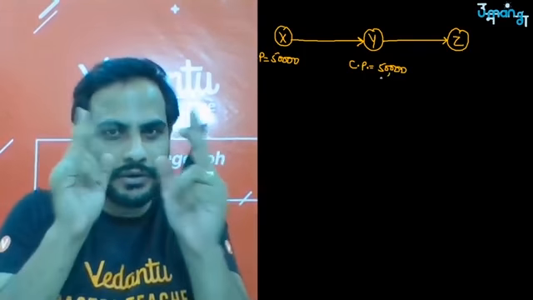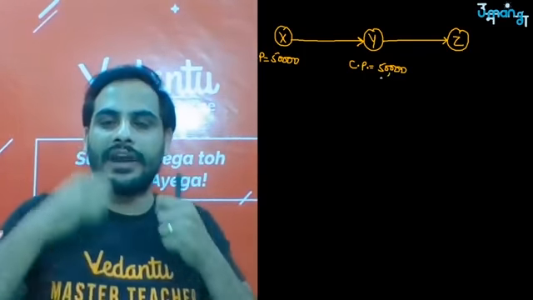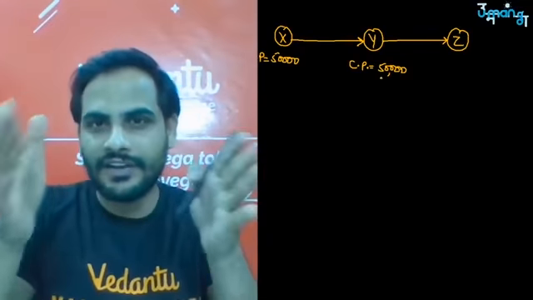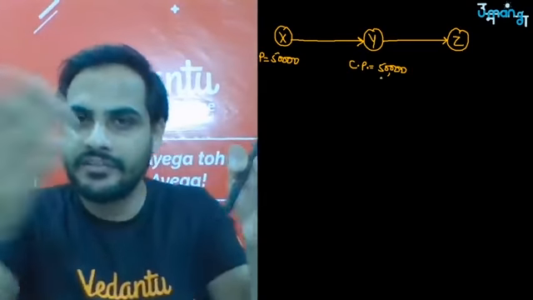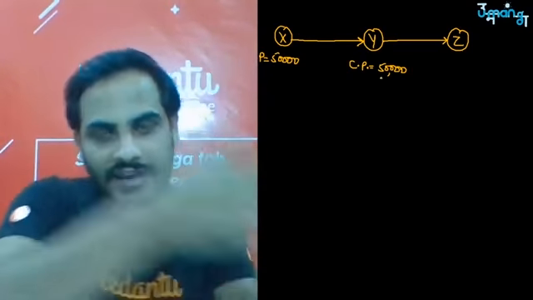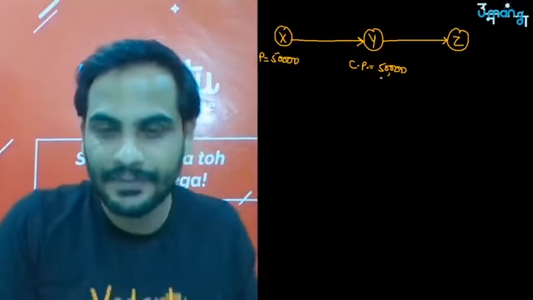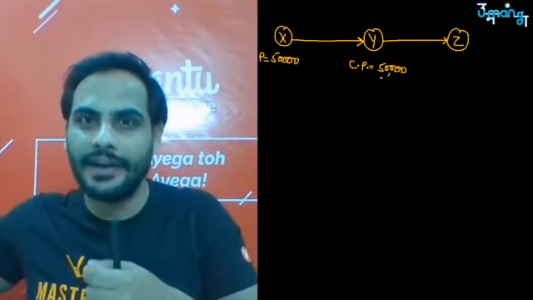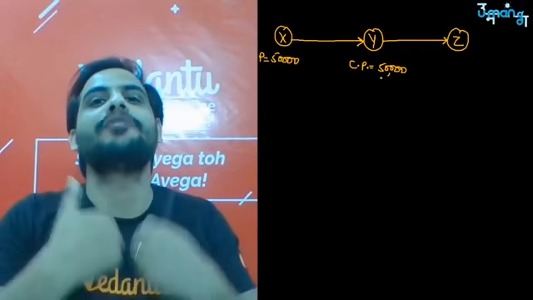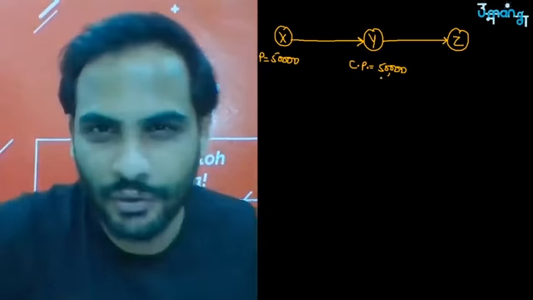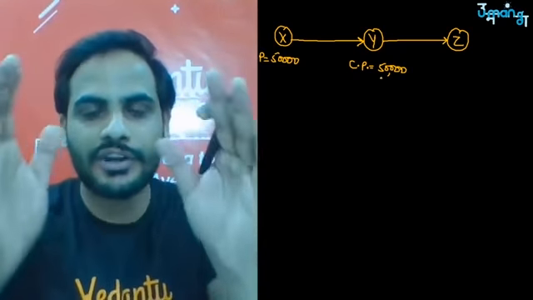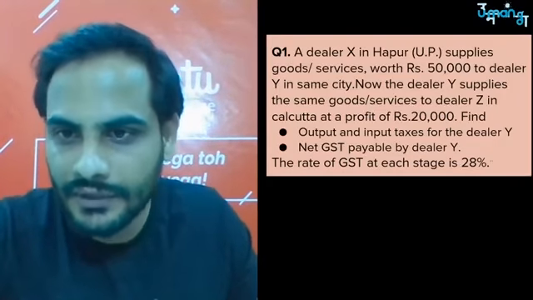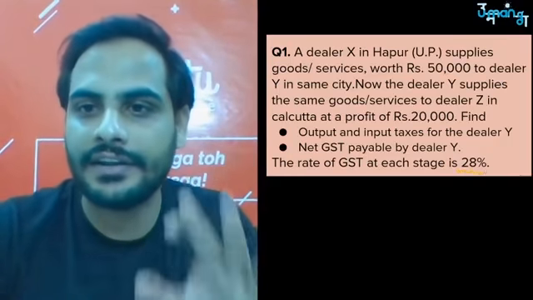So you have to understand very clearly that the price at which the seller sells always depends upon who the seller is. In the first transaction, X is the seller and Y is the one buying, so the price at which X sells is the selling price. For Y, that same quantity was bought for rupees 50,000, so that is the cost price for Y. I'm just telling you the basics so that you understand it very clearly. Now the question says the GST is 28 percentage at each stage.